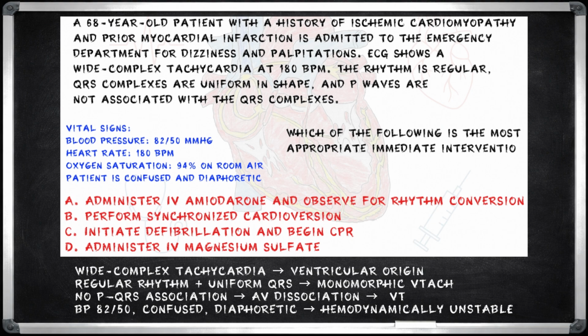Second, assess patient stability. The patient is hemodynamically unstable: hypotension 82/50, altered mental status, which means confused, diaphoresis, symptoms of poor perfusion. This looks like unstable ventricular tachycardia with a pulse. All this information leads me to step 3. Apply the advanced cardiac life support algorithm. Unstable tachycardia with pulse, immediate synchronized cardioversion. This is a core ACLS rule.